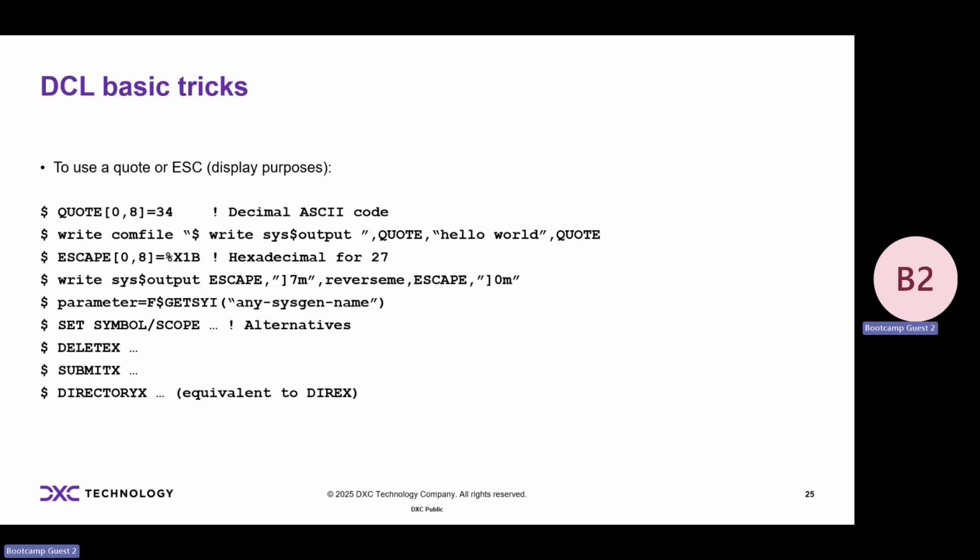So if you're generating a command file and you want to get it to put quotes in there, that's the technique that you need to use. It looks a bit messy, but your command file is actually correct. Escape is another one, of course, if you want to do reverse flashing text and all that kind of stuff. You can put hexadecimal values in there, of course. So that's why I've used that.